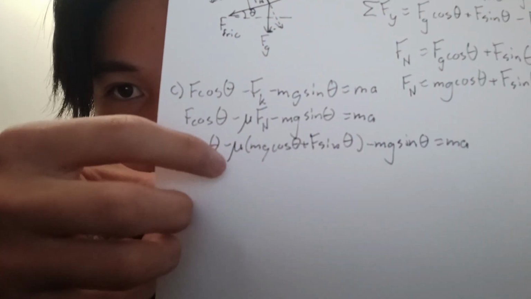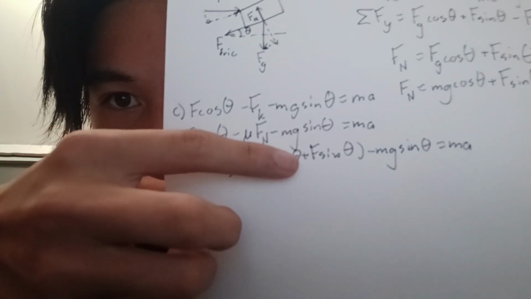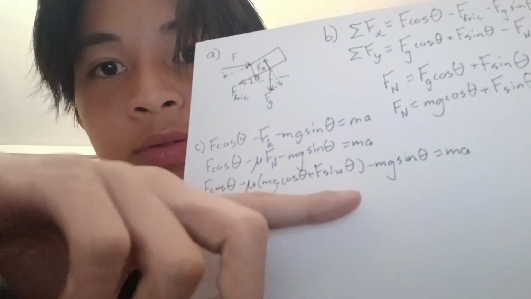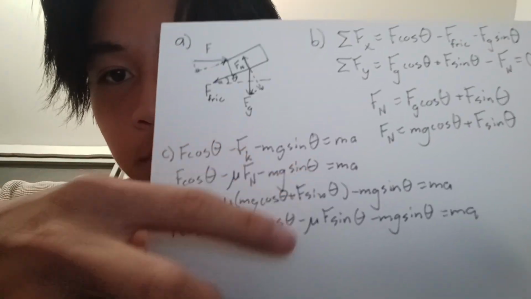So we get F cosine theta minus mu times mg cosine theta plus F sine theta minus mg sine theta equals ma. And then from here, I'll distribute the mu because we will need that structure of the equation for later problems. So distribute the mu over. Here, I just distributed the mu to both terms.